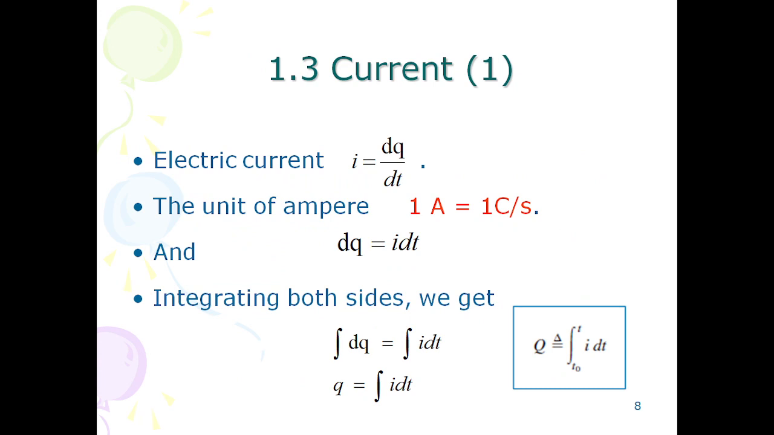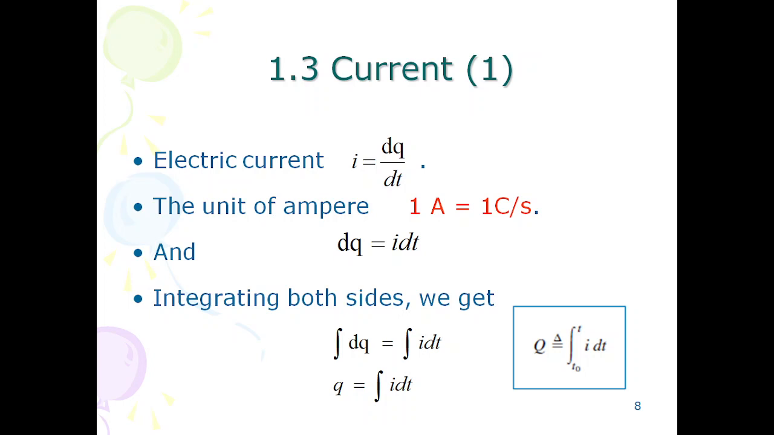Then the article is current. Current is rate of change of charge, meaning i is equal to dq over dt. The unit of current is ampere, charge is coulomb, and time is second. So the units of current are coulomb per second. If we shift the dt on the left side, then dq is equal to i dt.